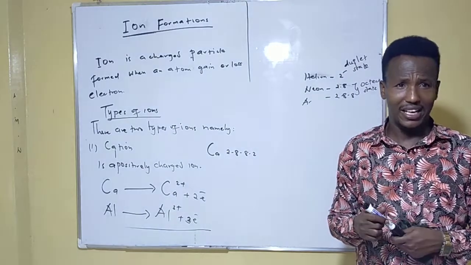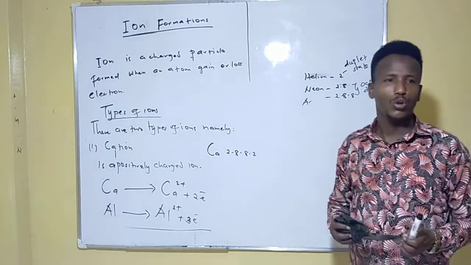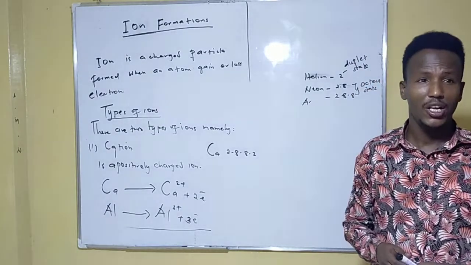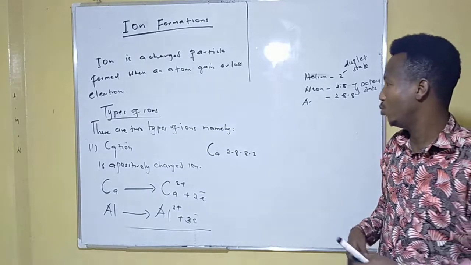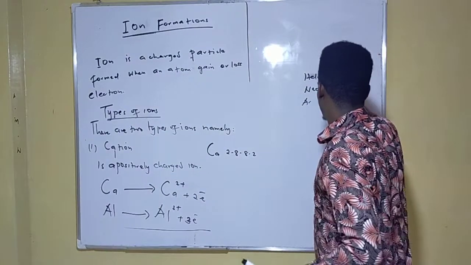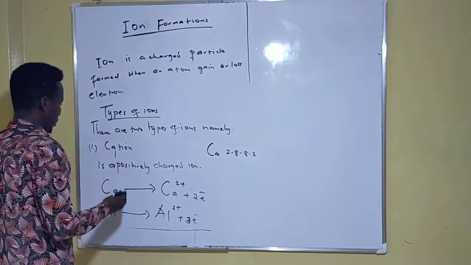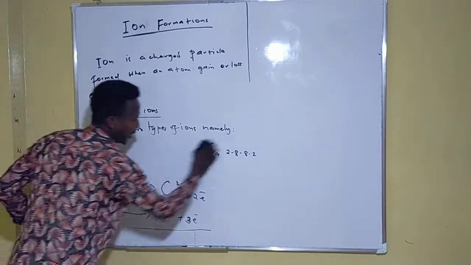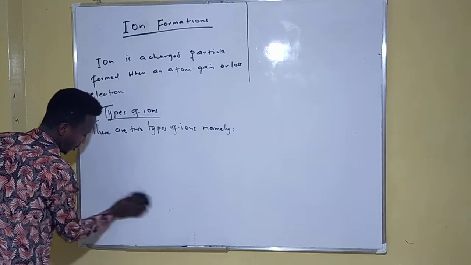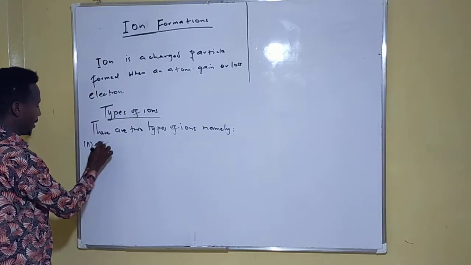My brothers, I think you are very familiar with this now. Then we'll go to the other type of ion, which is the anion. A negatively charged ion is called an anion. Let's see the next one, which is the anion, the next type of ion formed by non-metals. So we have number 2, the anion.